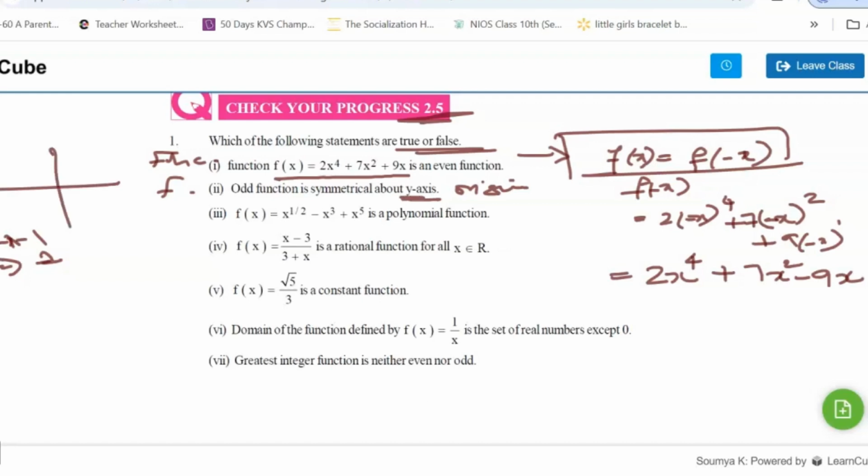A graph would be similar to this structure where it is symmetrical along the origin. So the second statement is false. The third statement is, the given function is a polynomial function. You can see here you have got 1 by root x, or 1 by x to the power 1 by 2. So it will be root x. You can say it is not a polynomial, it is a rational function. So that is also false.